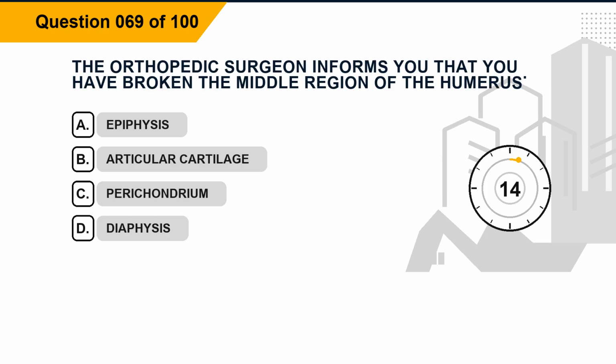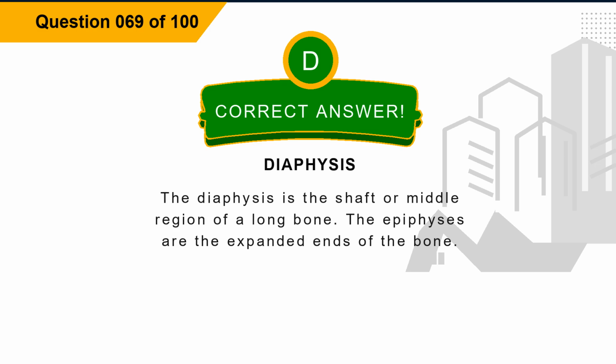Question 69. The orthopedic surgeon informs you that you have broken the middle region of the humerus. Option A, epiphysis. Option B, articular cartilage. Option C, perichondrium. Option D, diaphysis. The correct answer is option D, diaphysis.